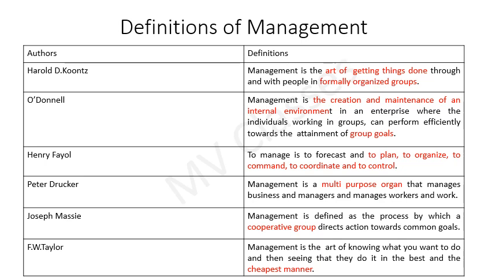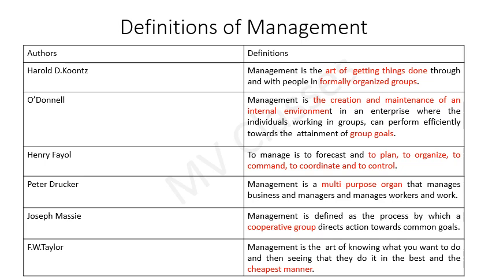So mainly it is an art of creating an environment in which an individual can perform and can cooperate towards the attainment of group goals, because he's talking about formally organized groups. In the UGC NET exam, questions are frequently asked about who is talking about formally organized groups and the art of getting things done, because the first line, the art of getting things done, can also be given by Mary Parker Follett. So don't get confused; you have to remember both things, that the art of getting things done and the formally organized group are given by Harold D. Koontz.